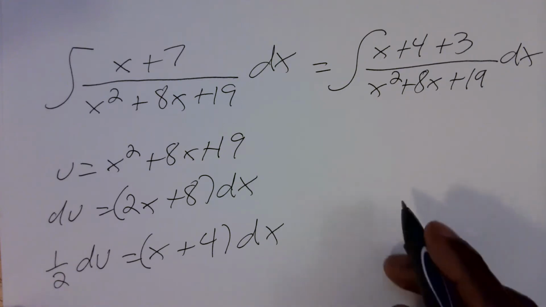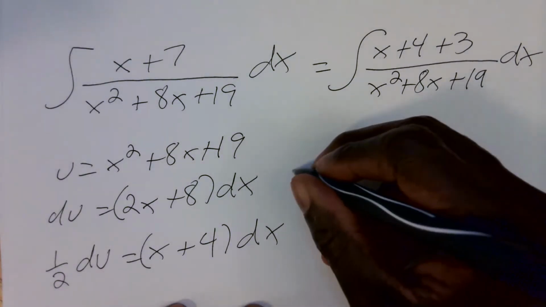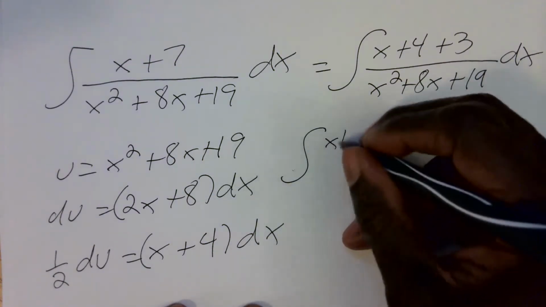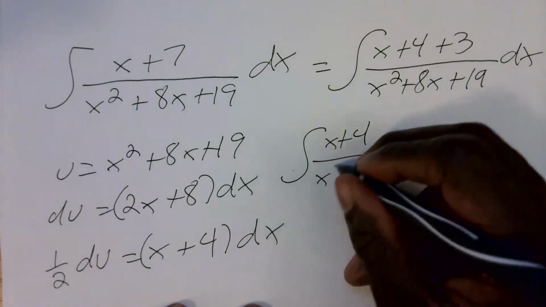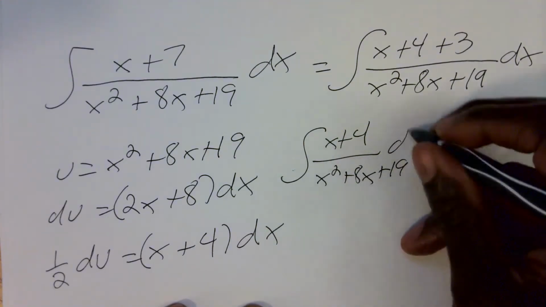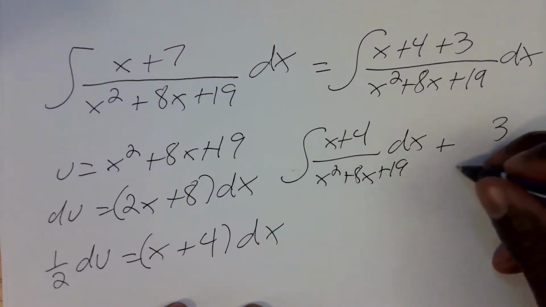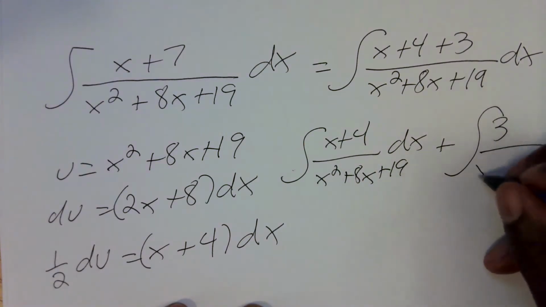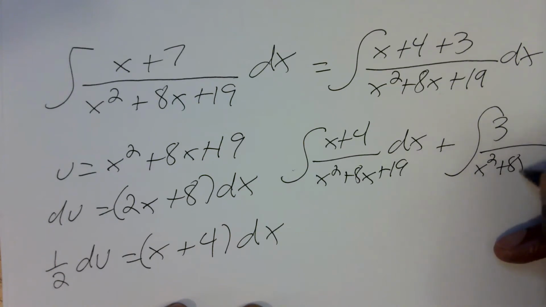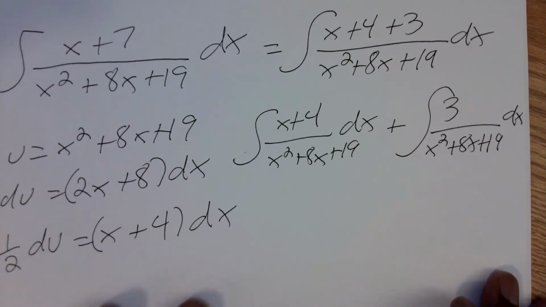So if we split them up, I have the integral of x plus 4 over x squared plus 8x plus 19 dx, and then plus 3 times the integral of 1 over said denominator. Sorry, I ran out of a little space there.